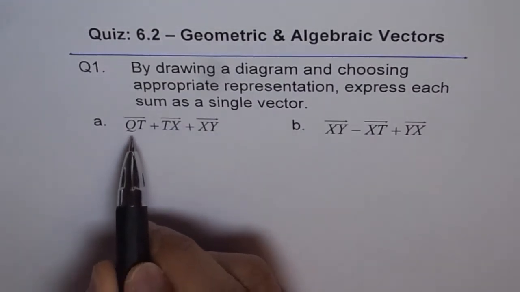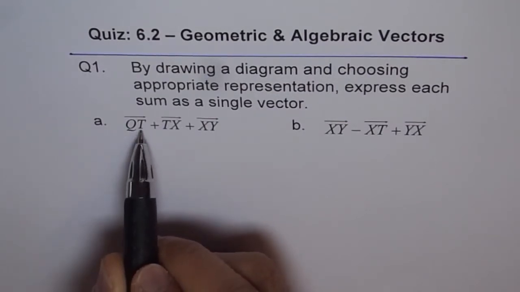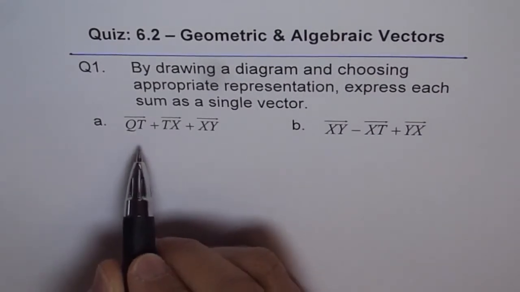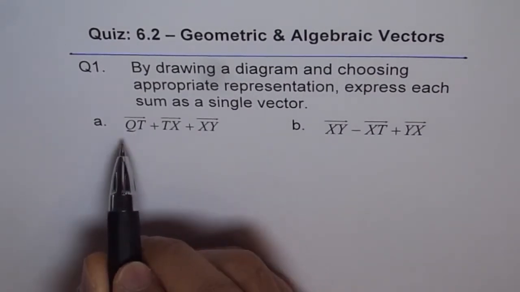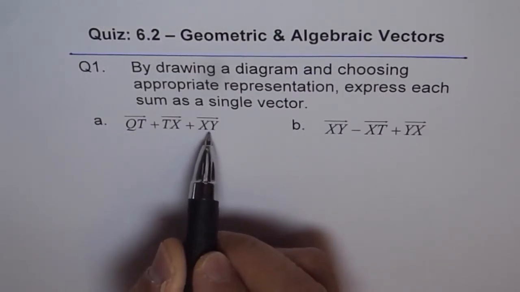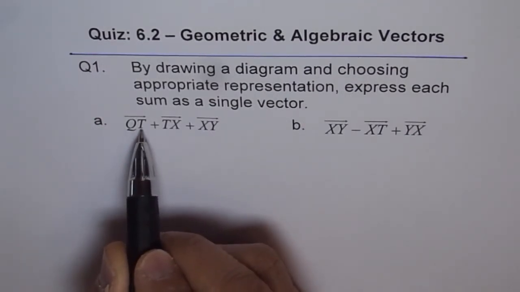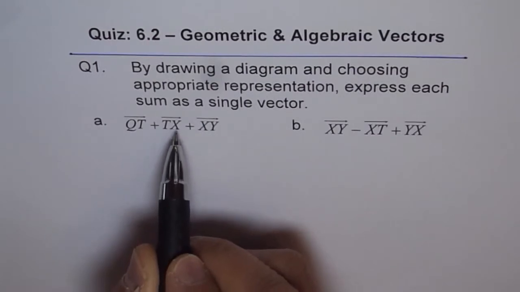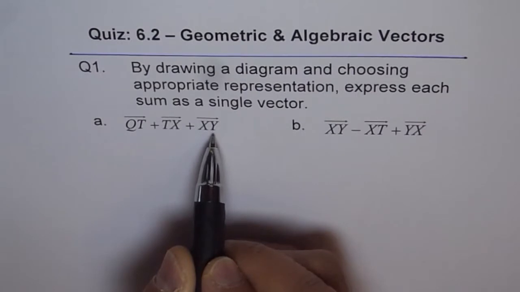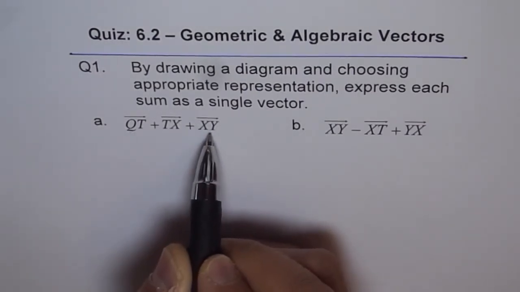So what happens is we need to reorganize these things so that the end point becomes the beginning of the other. So if you do that, then you get from the first point to the destination. Here, these are already organized for you. See, you start from Q, get to T. Then from T, you go to X, and from X to Y. So the starting point is Q, the last point is Y, and therefore your answer should be QY, correct? So that is your answer.